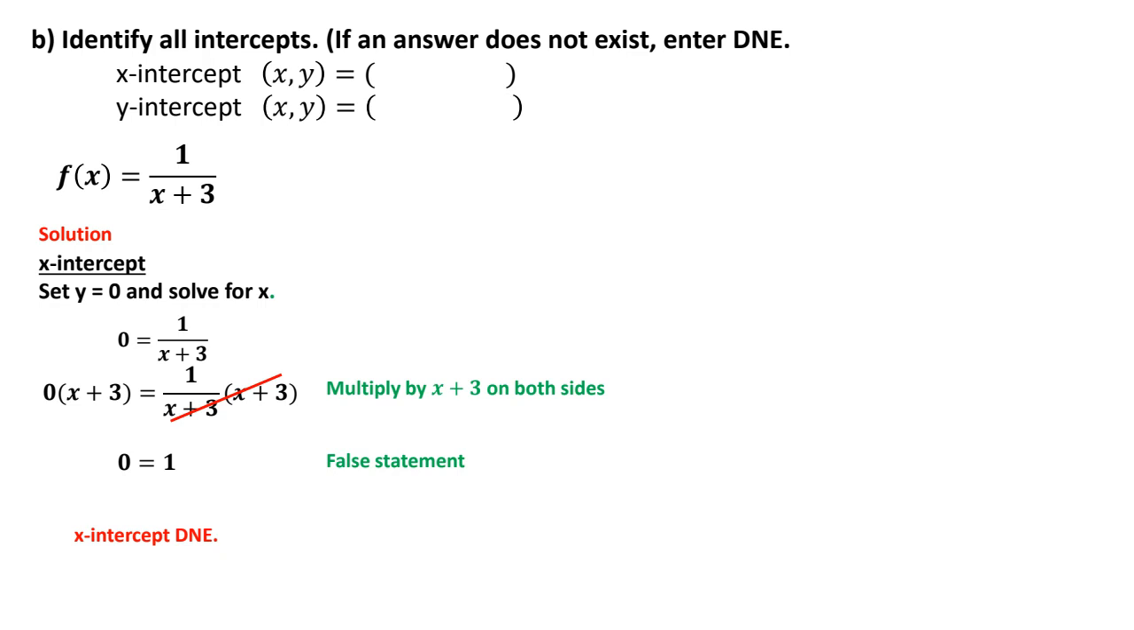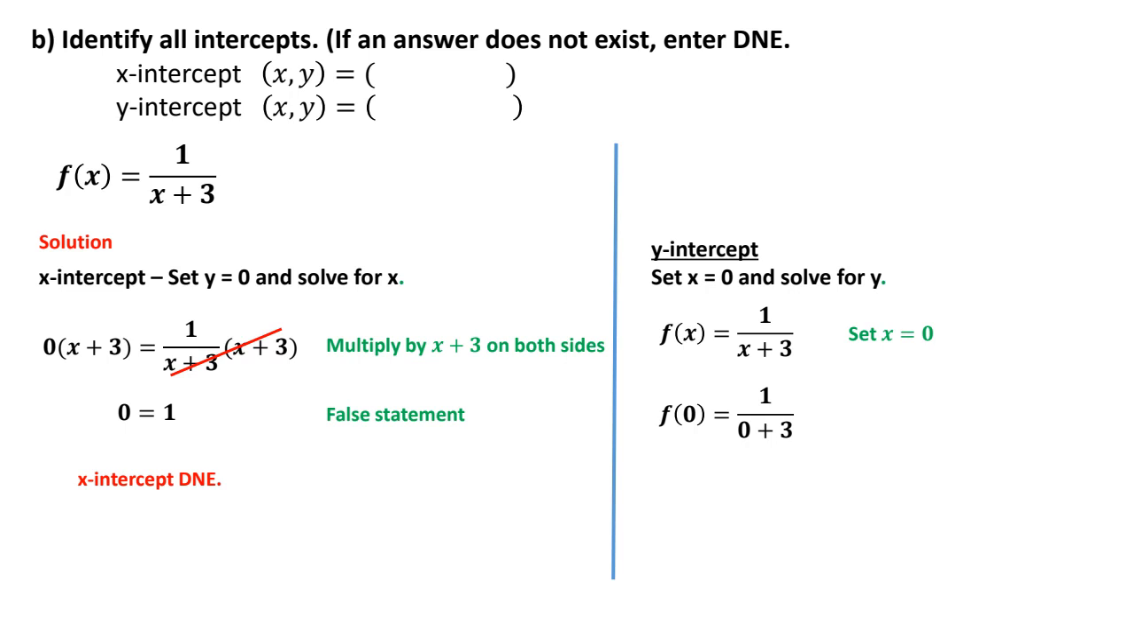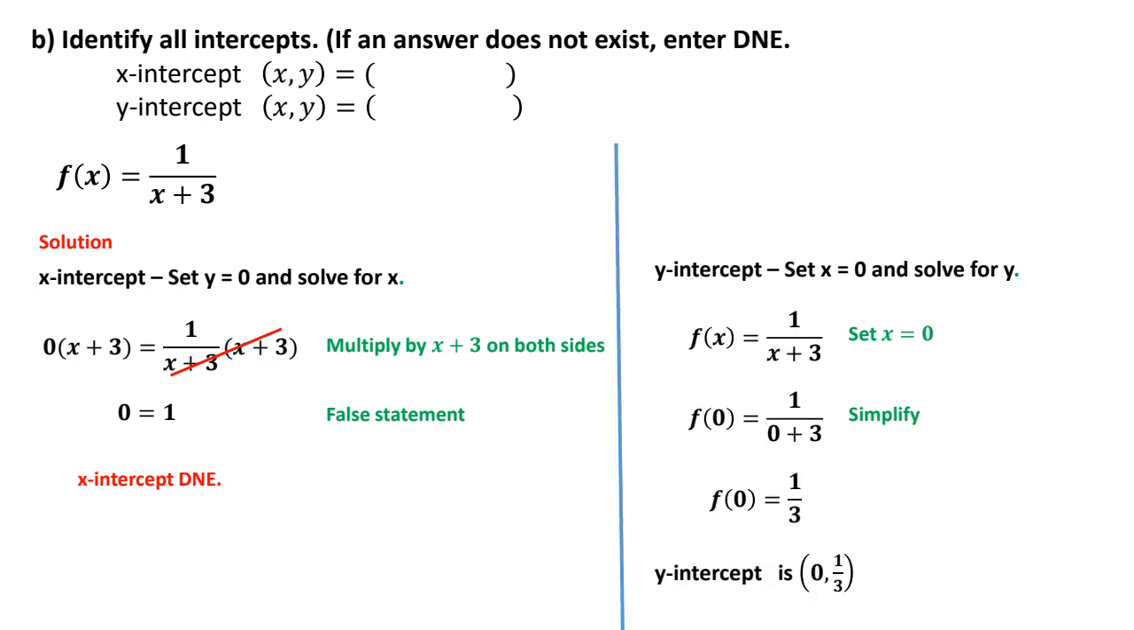So what we would put on our computer, our WebAssign, would be D&E, does not exist. There aren't any x-intercepts. Now to find the y-intercept, we set x equal to 0. So let's go ahead and do that. Everywhere I see x, I'm going to plug in 0. So we have 1 over 0 plus 3. So 0 plus 3, when we simplify, is just 3. So when my input was 0, f of 0, our output, our y value, is 1 over 3. So as an ordered pair or as a point, the answer would be 0 comma 1 over 3.